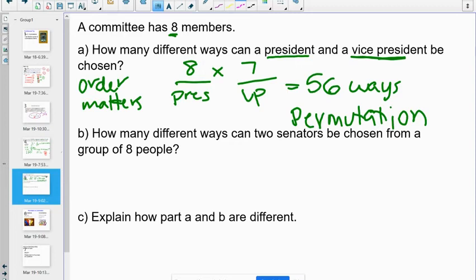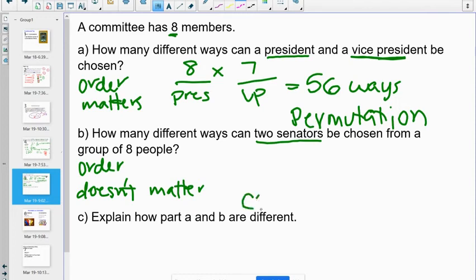And how many ways can 2 senators be chosen? Let's see, does order matter? If they have the same role, order does not matter. And this is a combination when order does not matter. This is what we learned about today. So remember, combination is number of permutations over number of ways to arrange the 2 things being selected, because we have 2 senators. If it was 3 senators, it'd be number of ways to arrange the 3 senators on the bottom.